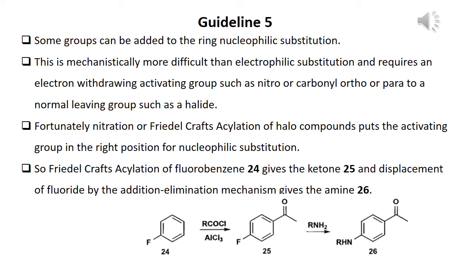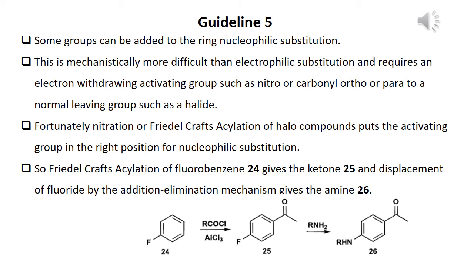There are conditions in nucleophilic substitution. In electrophilic substitution we do not have those conditions. What conditions are needed in nucleophilic substitution? We need electron withdrawing groups, which should be ortho or para to the leaving group, which is normally a halide. Fortunately, nitration or Friedel-Crafts acylation of halo compounds puts the activating group in the right position for nucleophilic substitution.